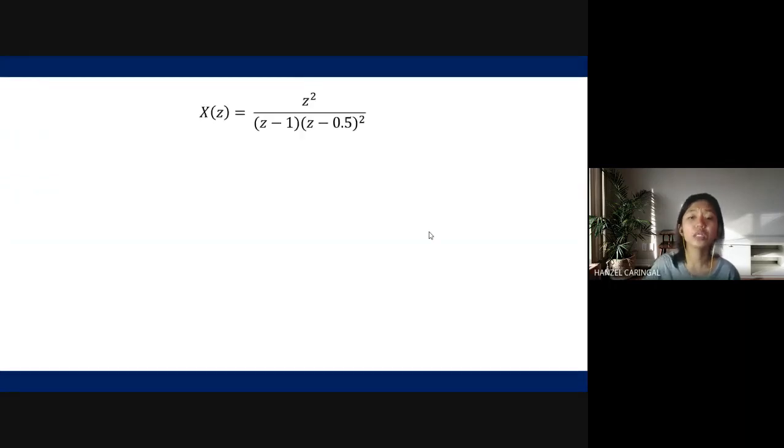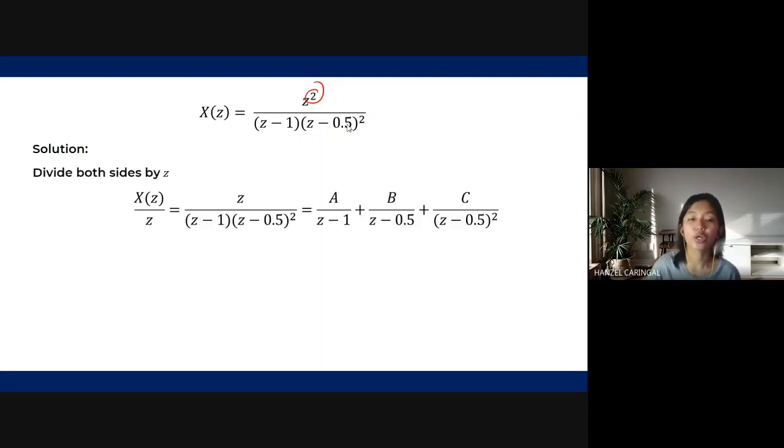First thing to do is to evaluate or assess our given function. Since our given function has z squared in the numerator, we can automatically proceed to partial fraction. In solving a partial fraction, we're going to divide both sides by z. So, X of z over z is equal to z, since the z squared becomes just z.